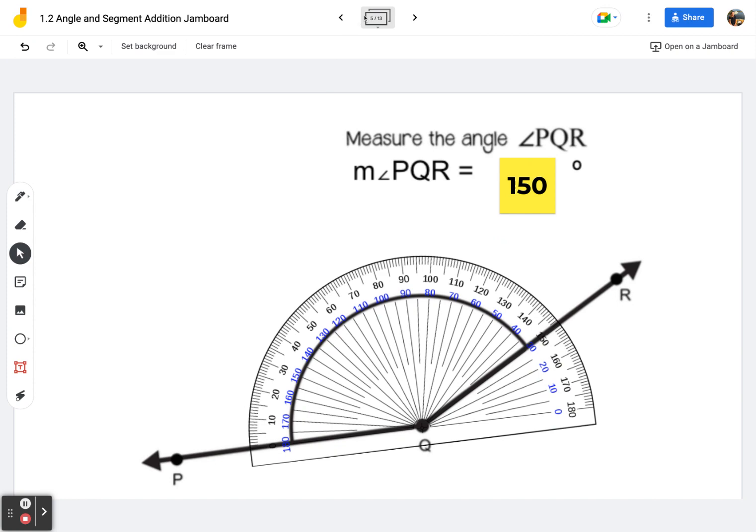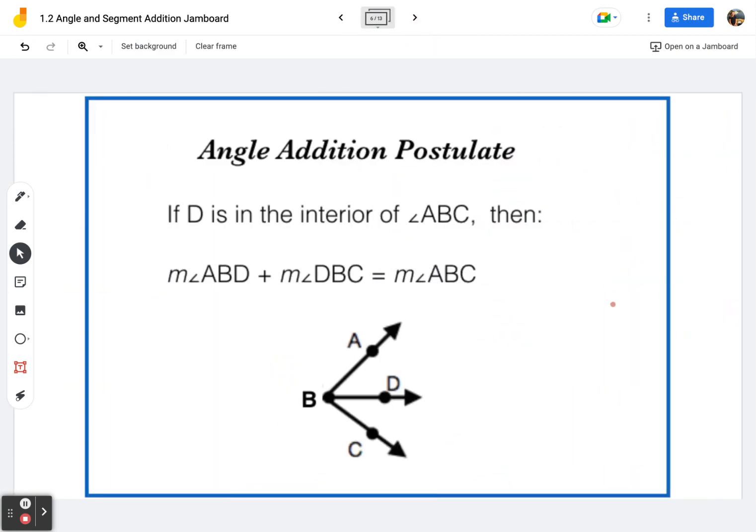Now that we've reviewed how to read a protractor to measure angles, let's look at the angle addition postulate. If point D is in the interior, so inside angle ABC, then the measure of ABD plus the measure of angle DBC is equal to the measure of angle ABC. We want to think about part plus part is equal to whole. That's a good way of thinking of the angle addition postulate.